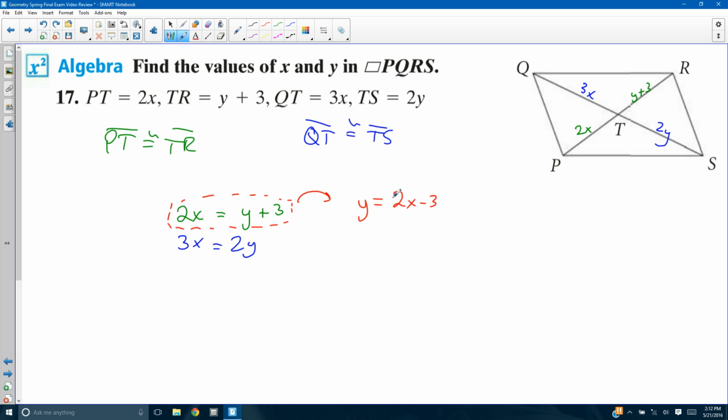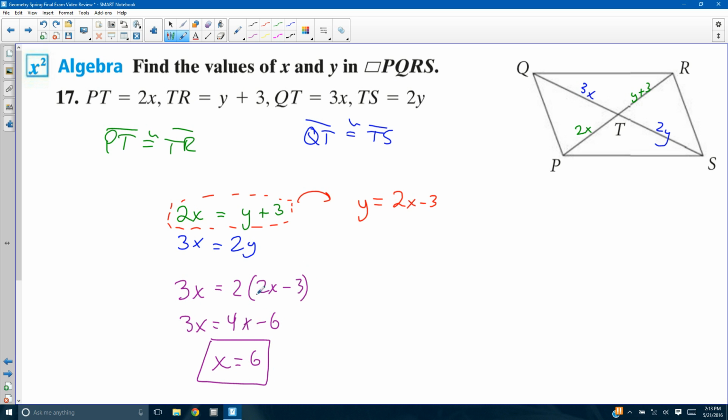And if I take that 2x minus 3 in place of y in this equation right here, then I'm going to get 3x equals 2 times 2x minus 3. Now you can distribute and solve for x. 3x equals 4x minus 6. Subtract 3x over here, add 6 over here, you're going to get x equals 6.